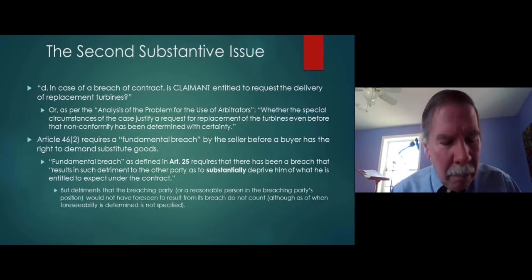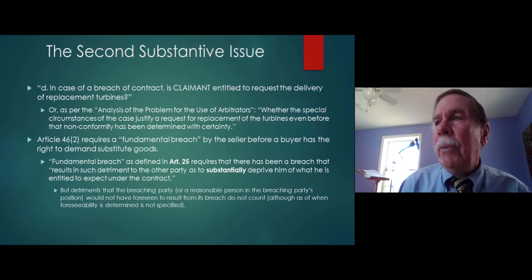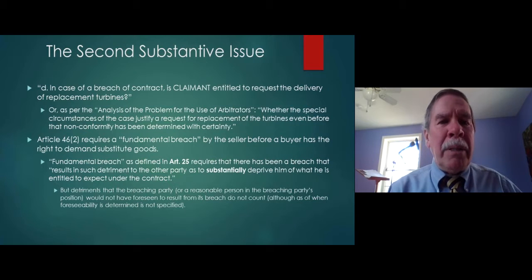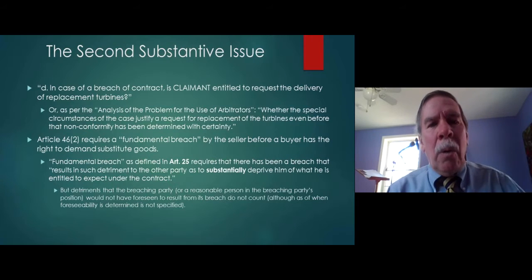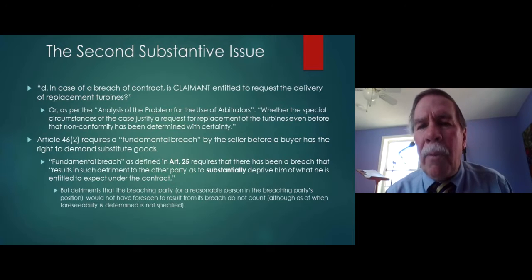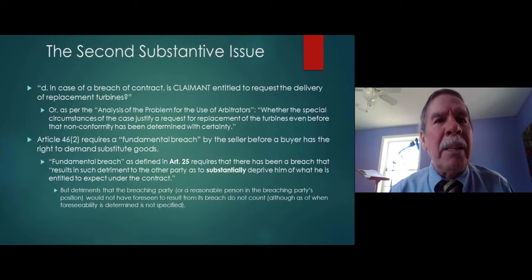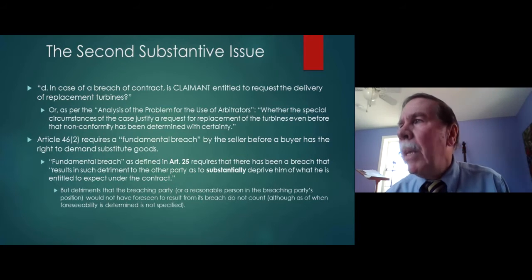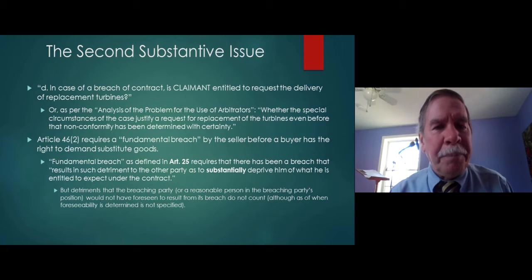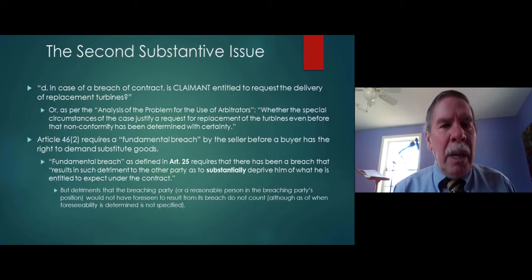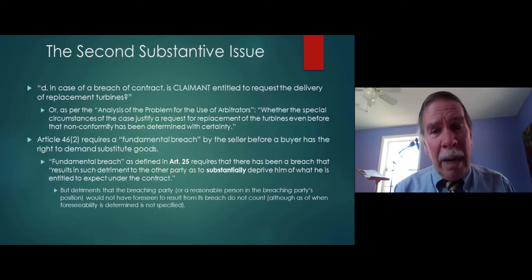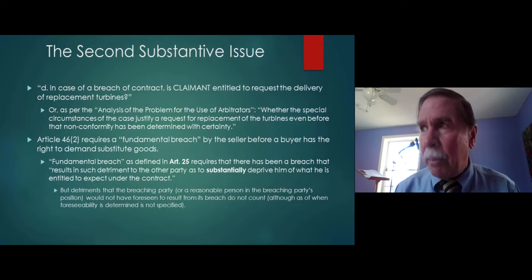Let's now talk about the second substantive issue, which is, in case there was a breach of contract, is claimant entitled to request the delivery of replacement turbines, or, as the analysis of the problem for the arbitrators states, whether the special circumstances of the case justify a request for replacement of the turbines, even before that nonconformity has been determined with certainty. And this obviously invokes Article 46.2 of the CISG, which requires a fundamental breach by the seller before a buyer has the right to demand substitute goods.